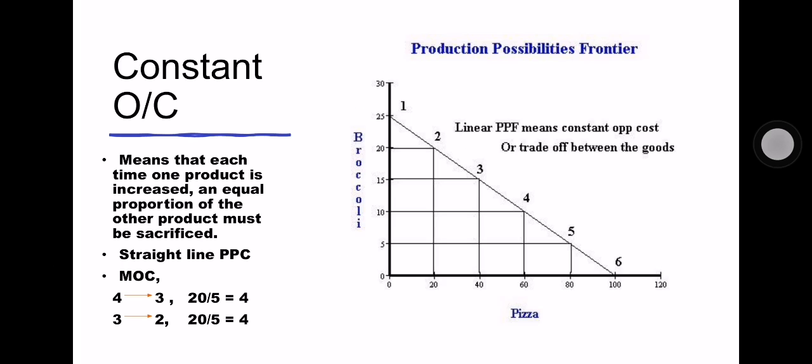Alright, anyway, now let's get on to the first type, the constant opportunity cost production possibility. So constant opportunity cost means that each time one product is increased, an equal proportion of the other product will be sacrificed. That means the marginal opportunity cost is constant in this production possibility. So this gives us a straight line PPC. It's not actually a production possibility curve. It's a production possibility line here. Alright, it's a linear one.